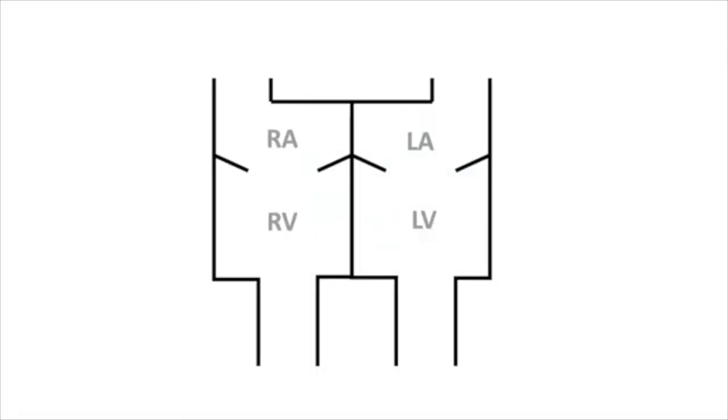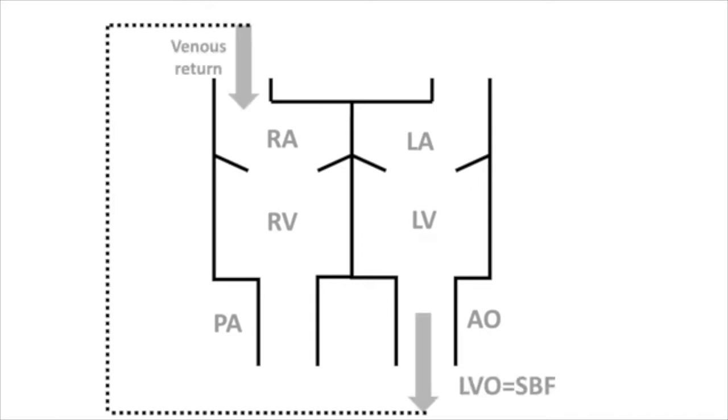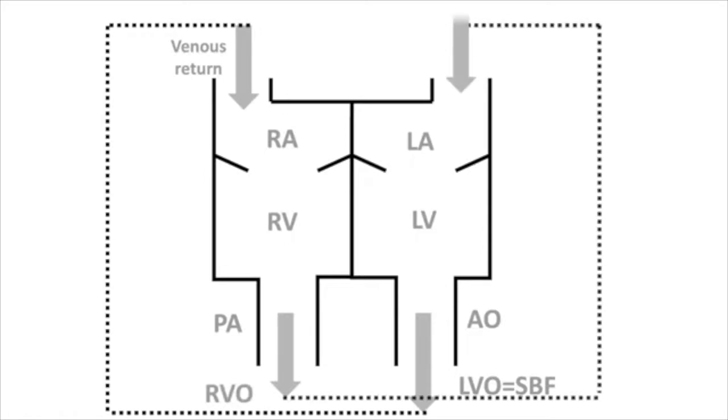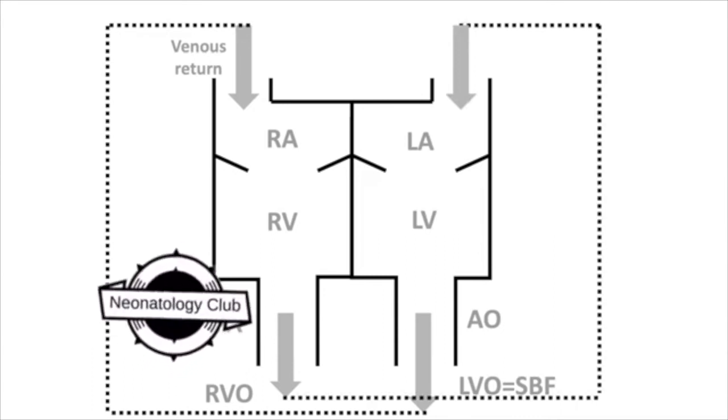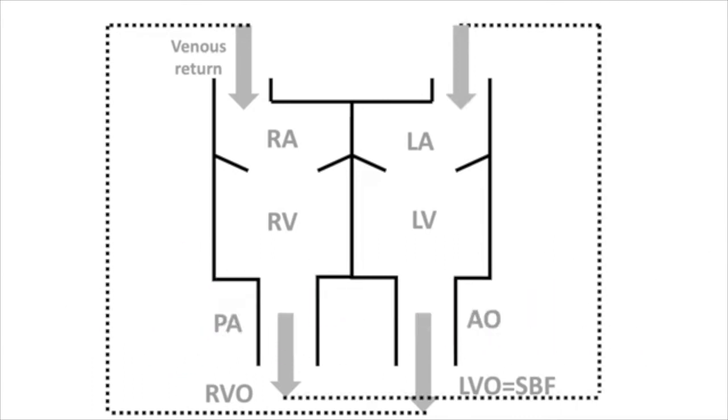So as you know, in cases of normal segmental anatomy, the pulmonary artery comes off the right ventricle and the aorta comes off the left ventricle. Left ventricular output is going to leave the left ventricle and then return to the right side through the venous return. And then the right ventricular output is going to leave the right ventricle through the pulmonary artery and then back to the left side through the pulmonary venous return. That's a normal segmental anatomy.